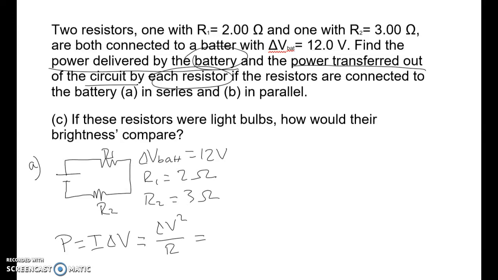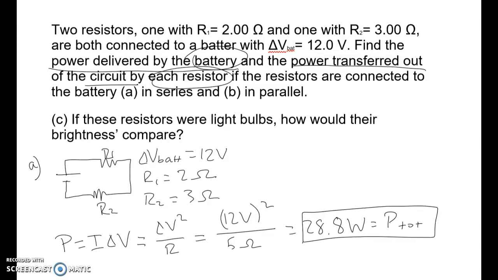So if we do that, we use our 12 volts here, square it, divide by our total resistance. Because these two are in series, it's 3 ohms plus 2 ohms, giving us 5 ohms. So the total power of our circuit is going to be 144 divided by 5, which gives us 28.8 watts is P total.